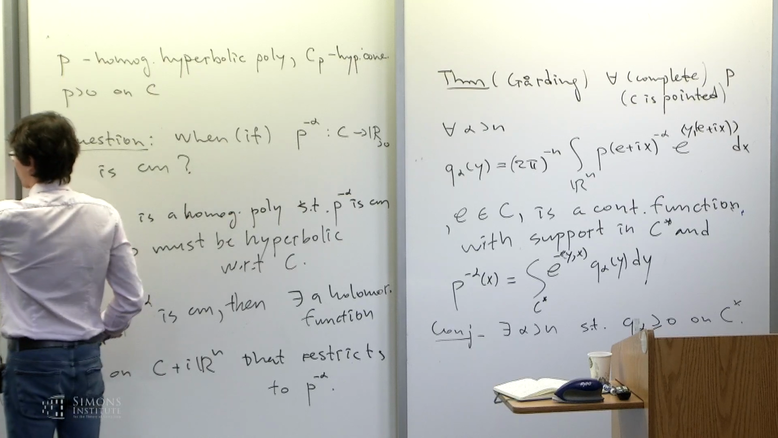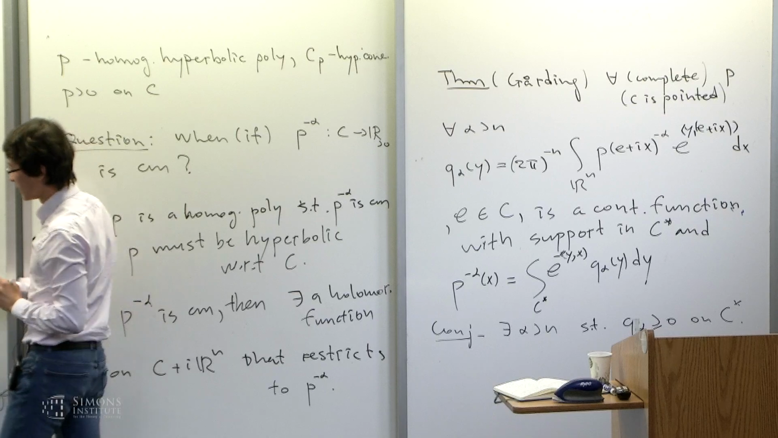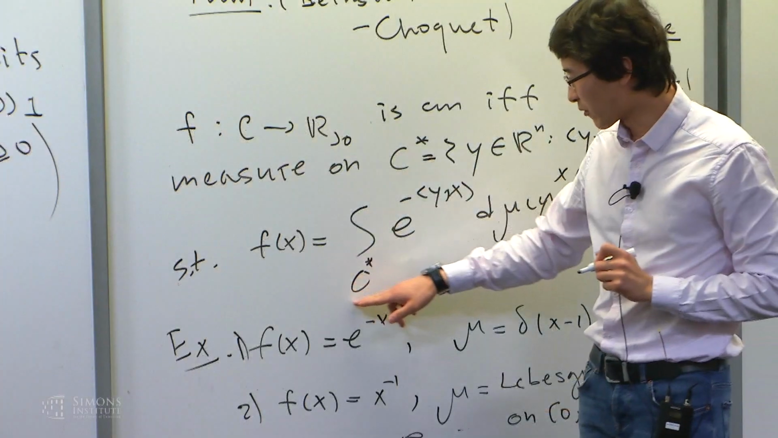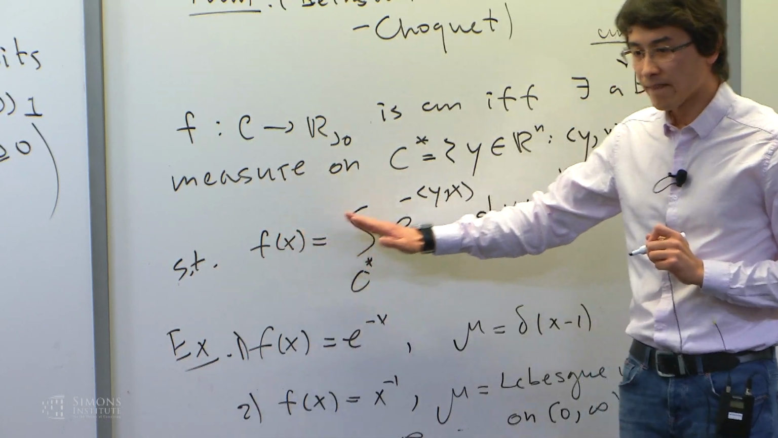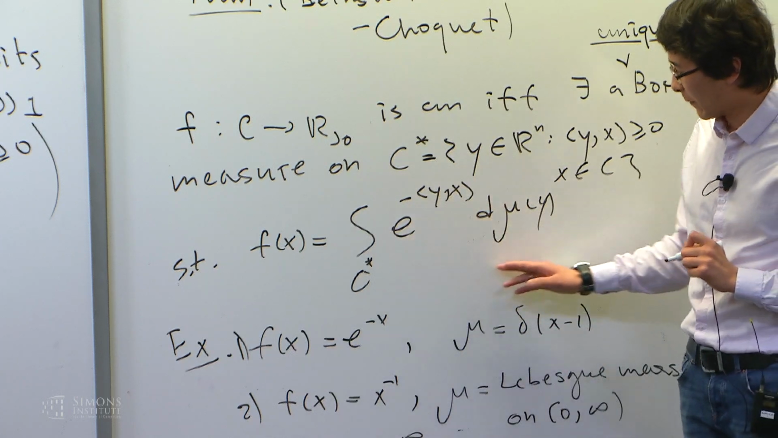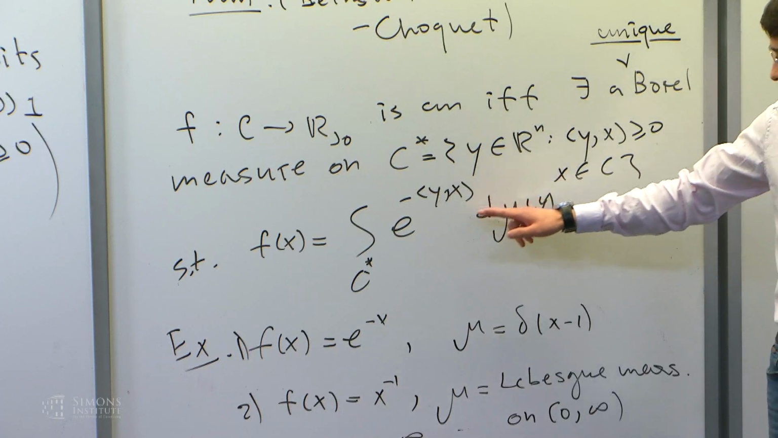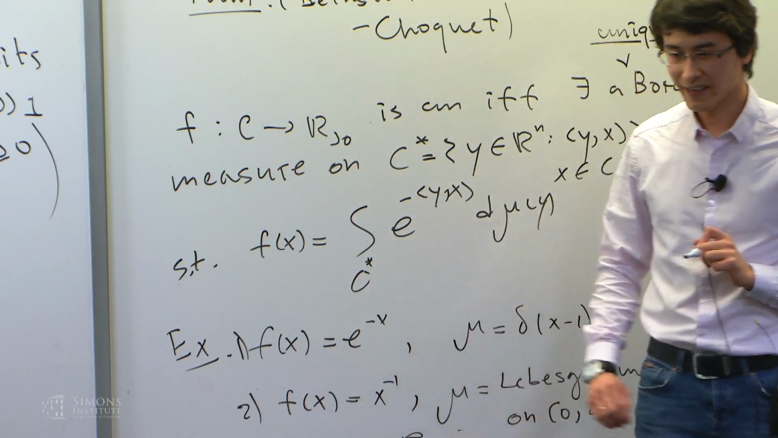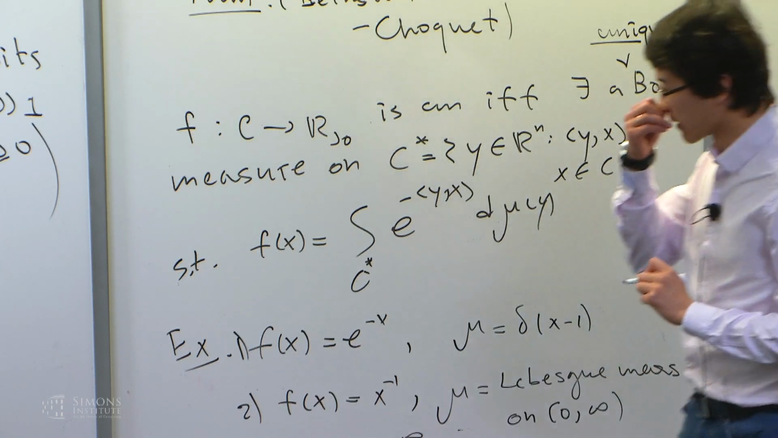There exists a unique Borel measure, which is very important. So this transformation is injective, from the space of measures that are supported on C star into smooth functions. This is a transformation that takes measures into smooth functions. This is injective, okay? And moreover, the image of positive measures is exactly completely monotone functions on C. Well, this is a complete description, so just a tautology, okay?